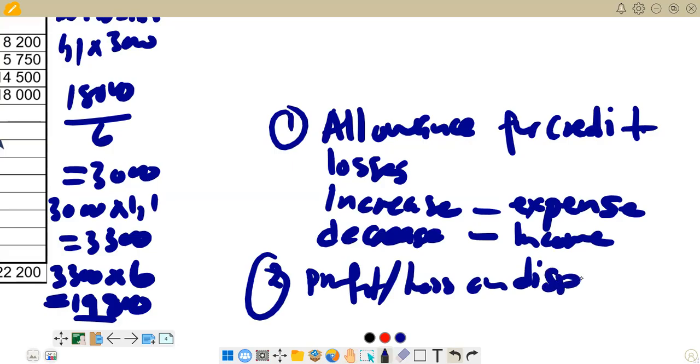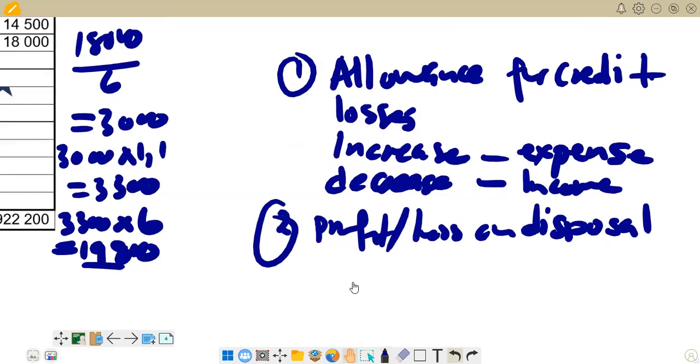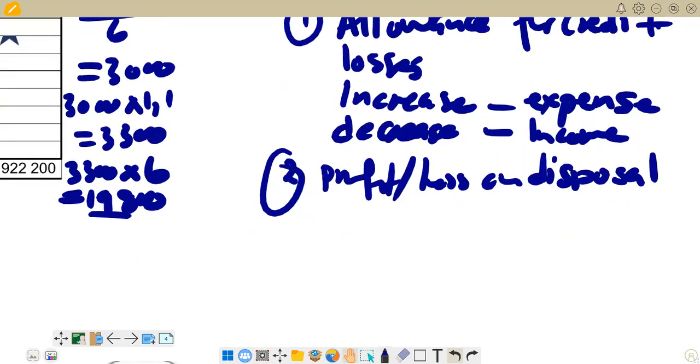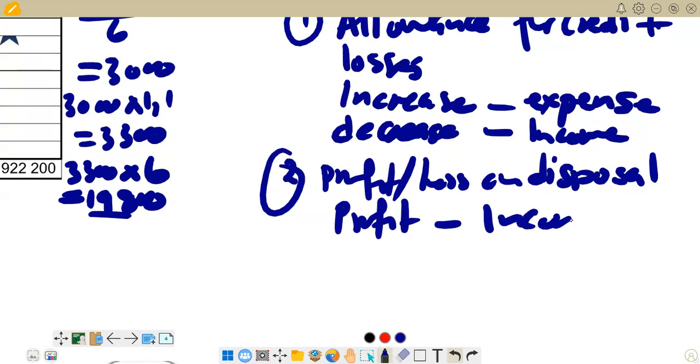If we have disposed of or sold a non-current asset or fixed asset, we need to check whether we made a profit or a loss. If it's a profit, you are going to include it under other income. If it's a loss, we are going to include it under the expense section. So here, if it's a profit, it's now an income. If it's a loss on disposal, it becomes an expense.